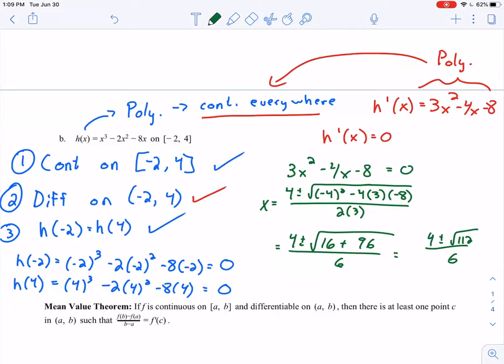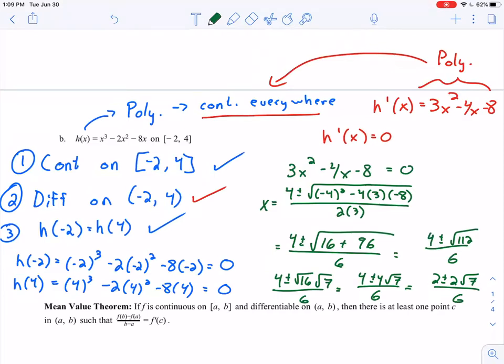And let's see, can we reduce that? I believe we can. 112 is divisible by 16. So this is 4 plus or minus the square root of 16 times the square root of 7, all over 6. So this is 4 plus or minus 4 radical 7 over 6. We can then simplify it to be 2 plus or minus 2 radical 7 over 3... Whew. So I have my x values, 2 plus or minus 2 radical 7 over 6.